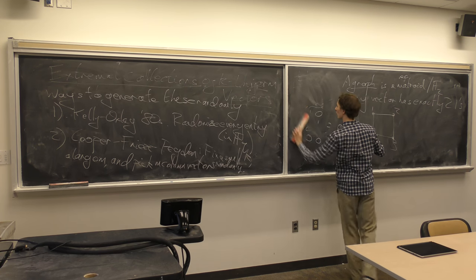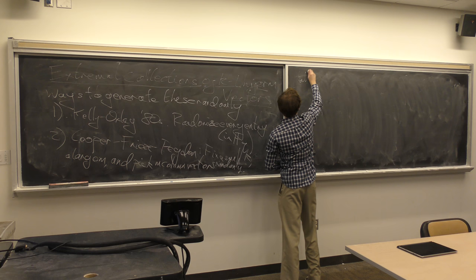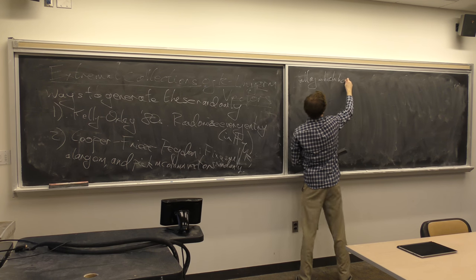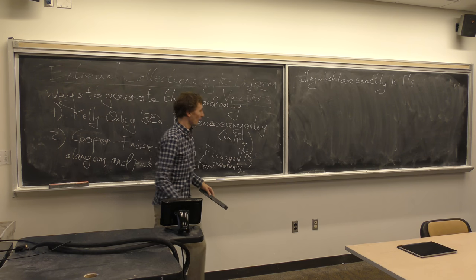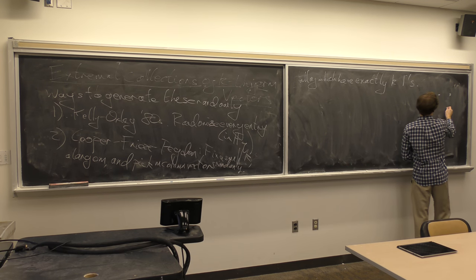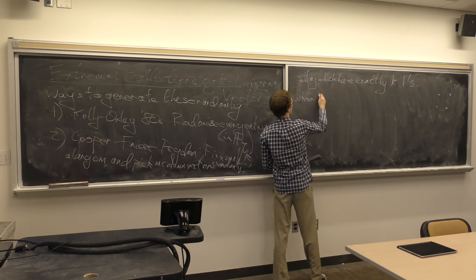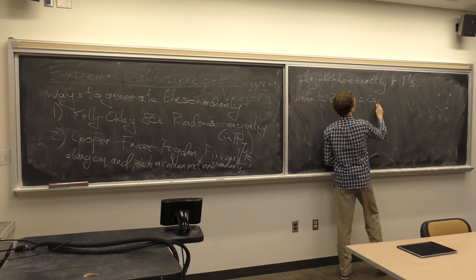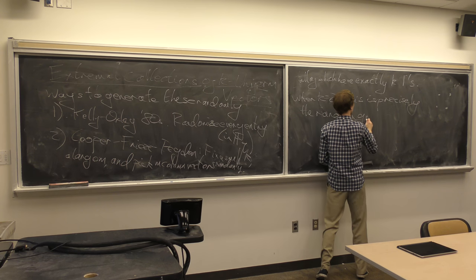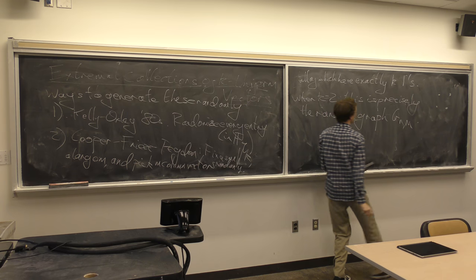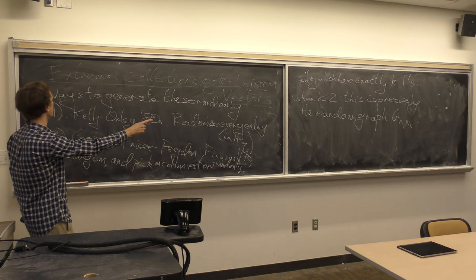All of which are an instance of the four vertices that I showed before, and when k is equal to 2, this is precisely the random graph G(n, m), where n is the number of vertices. Did I fix n at some point? I think this is the first time I've written n on the board.